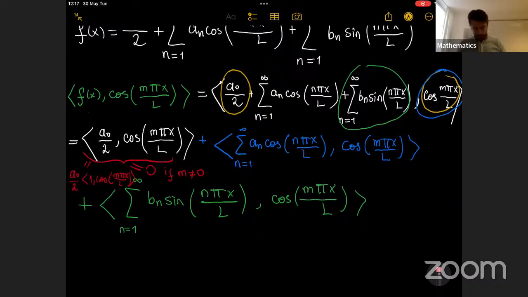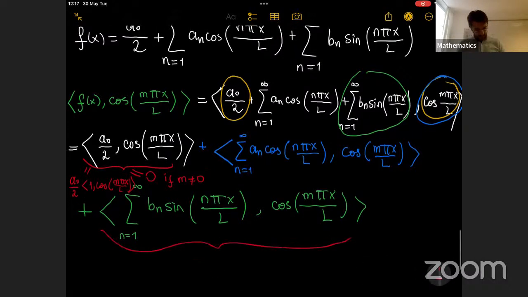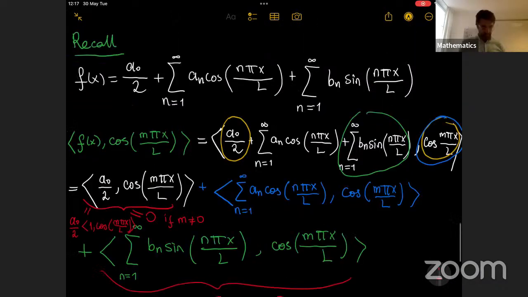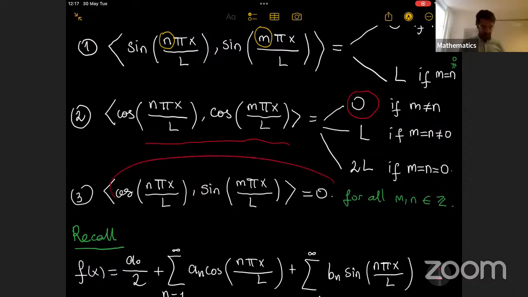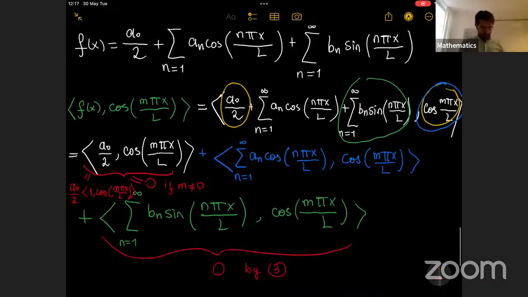Next one, well, maybe let's do the last one. The last one is always 0. Sorry, this is always 0 by 3, right? Because it's sine and cosine. Remember here, sine and cosine, this one gives you 0 in the inner product, always, okay? So it's always 0, all right? So what is left here? The only thing left here is this one.